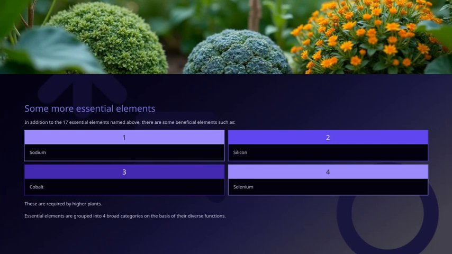Now, moving on to slide 9, let's look at how essential elements are categorized. These elements are grouped into 4 broad categories based on their diverse functions within plants. This classification helps us understand their specific roles in plant growth and development. It's fascinating to see how each group contributes uniquely to the overall health of the plant. For instance, some elements are crucial for structural components, while others are involved in metabolic processes. Recognizing these categories allows us to better grasp the complex nutritional needs of plants and how they utilize different elements for optimal functioning.